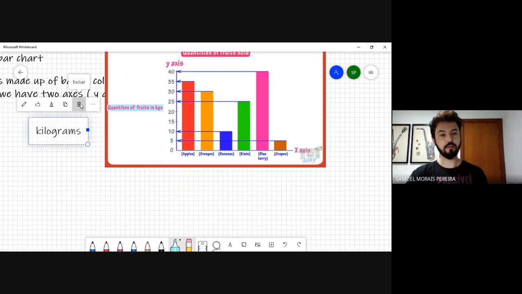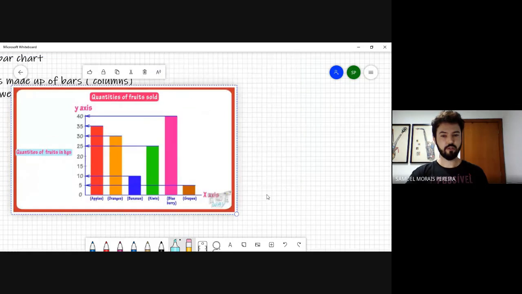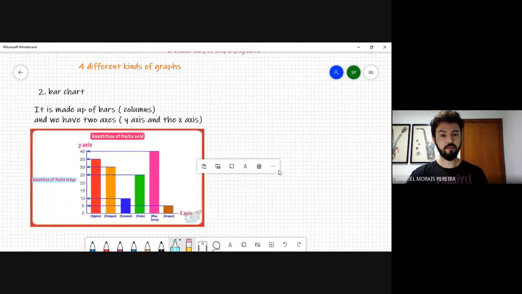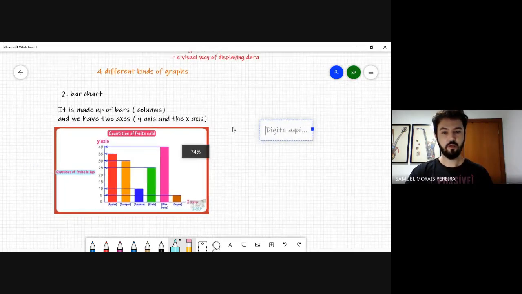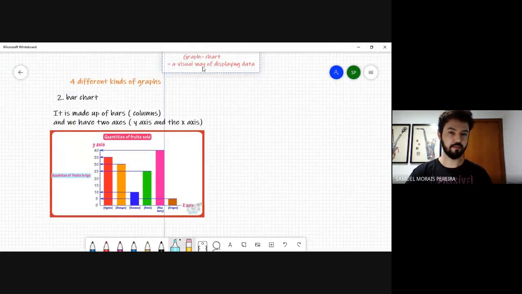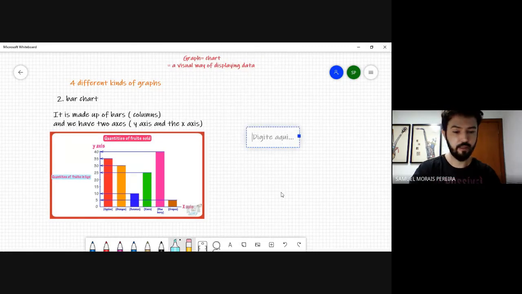Now, moving on, guys. Pay attention. As you can see here, the bars don't touch. Tá vendo? As barras não se tocam. Oh, the bars don't touch. And this is very important. You have to really understand that. No caso dos gráficos em barras, ou colunas, como a gente fala, you have to understand that, pay attention, the bars don't touch.